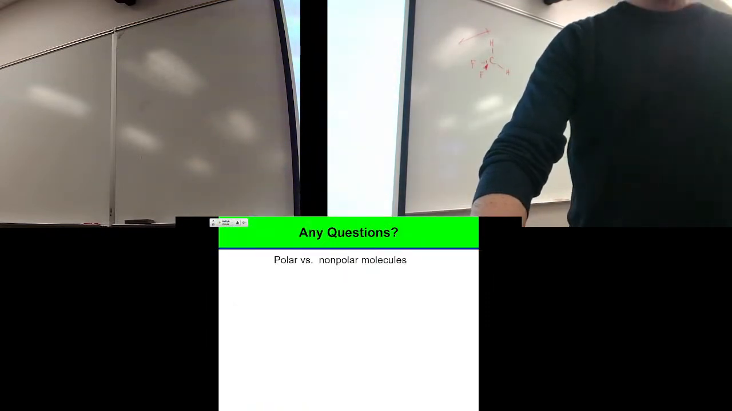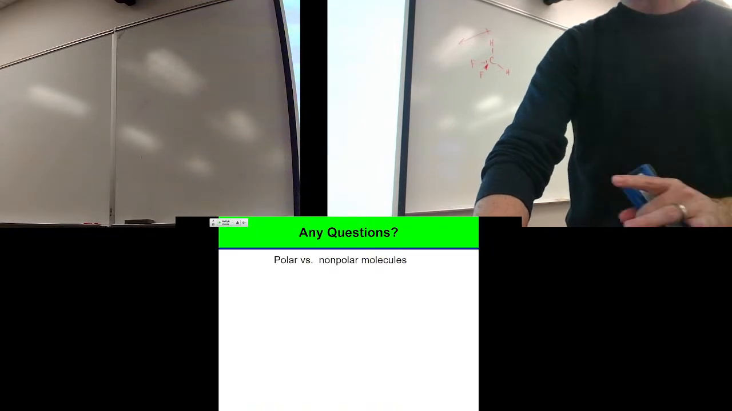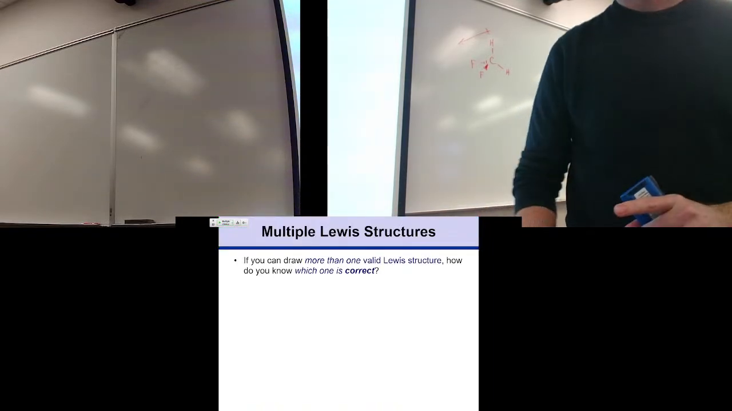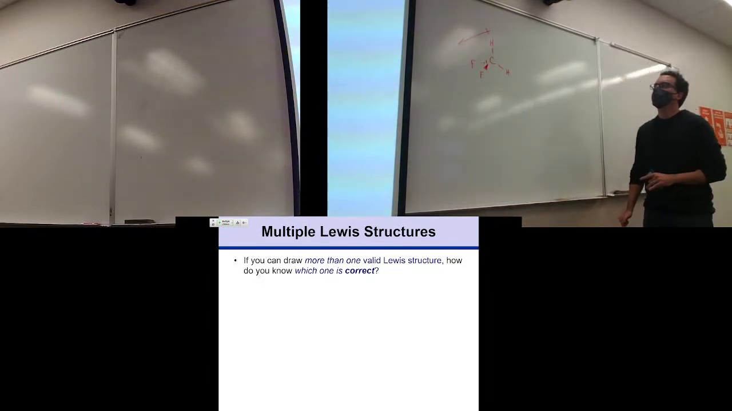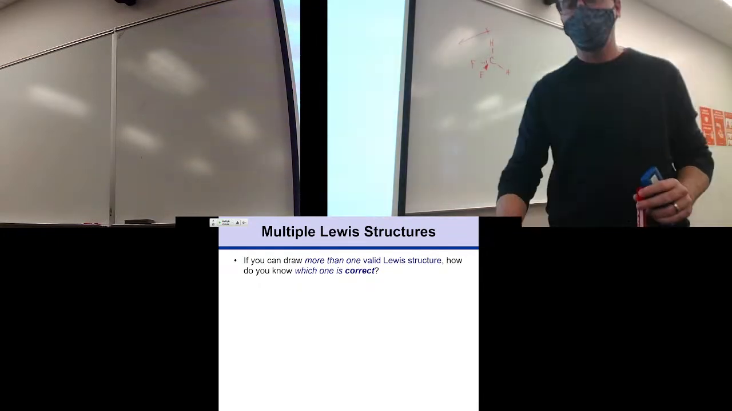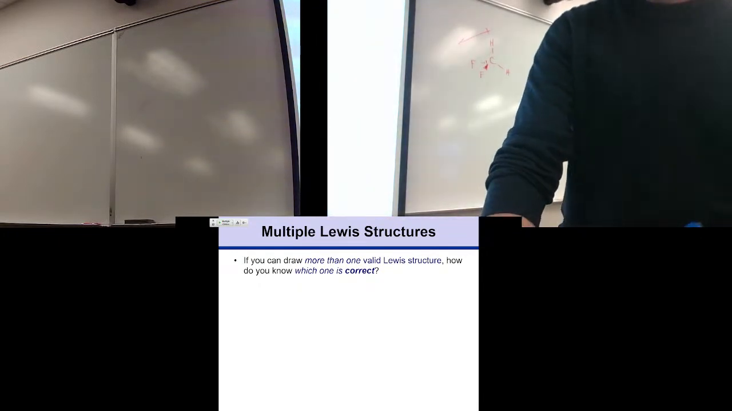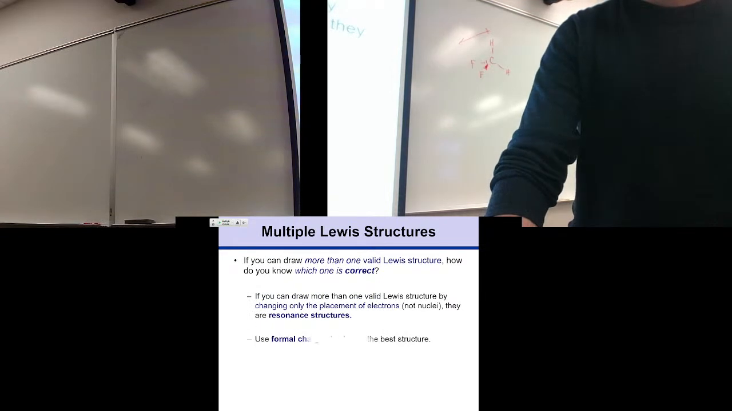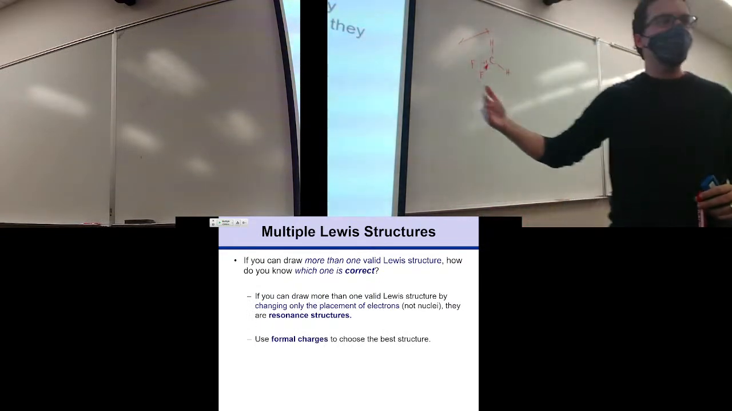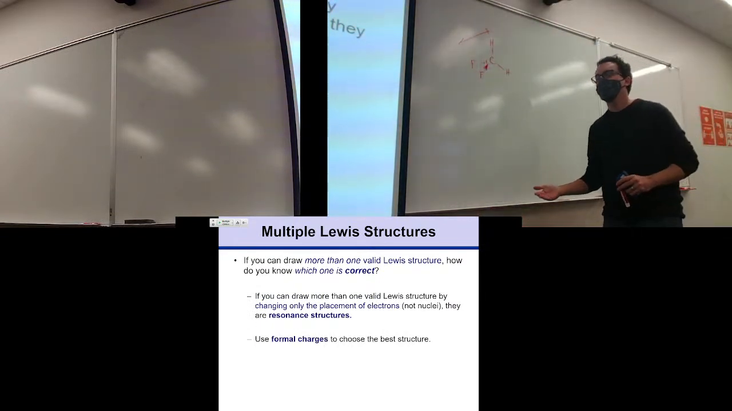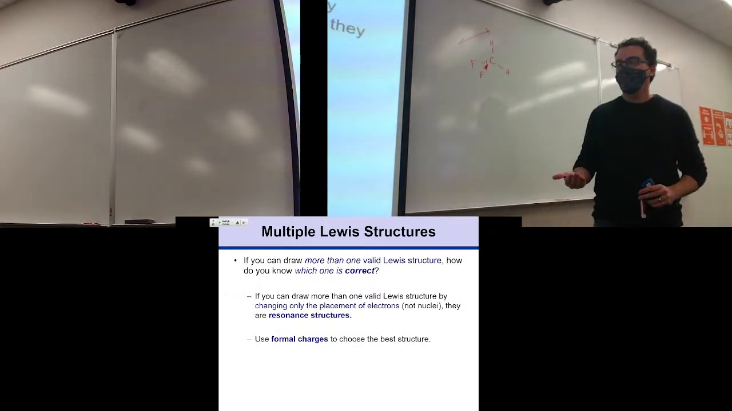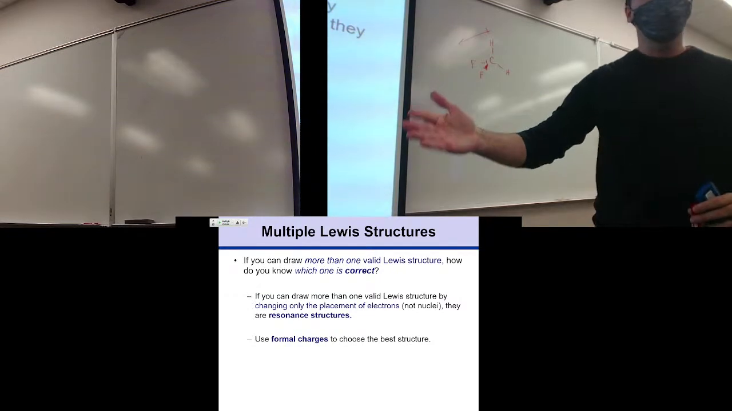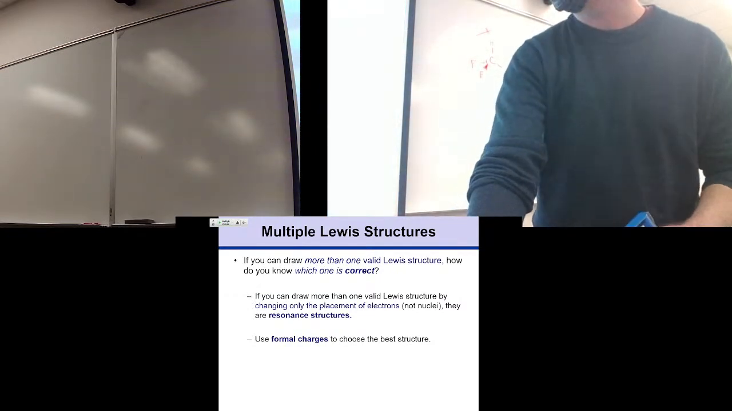All right, so we'll come back to this idea after this. Now, if you have more than one Lewis structure, and we've done this already, how do you know which one is correct? Well, we call the multiple Lewis structures you can draw resonance structures, and we pick out the best Lewis structure using formal charges.